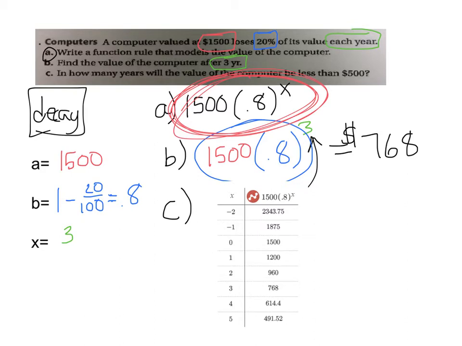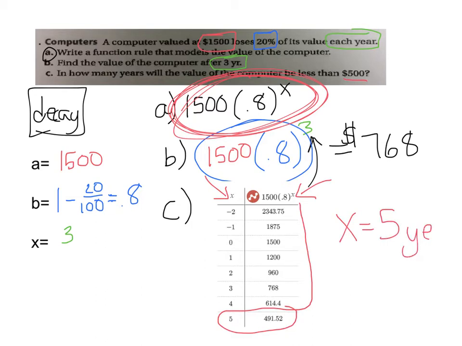All we have to do now is look at it and figure out at what value of time, or x, does our resulting value, or y, is it less than $500? As we look down the list, the first time that it hits less than $500 is right here at x equals 5 years. So for part C, we'll just simply say that x equals 5 years.